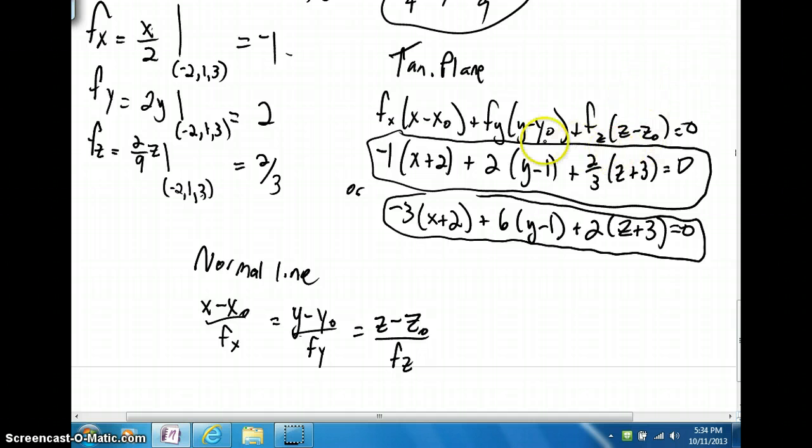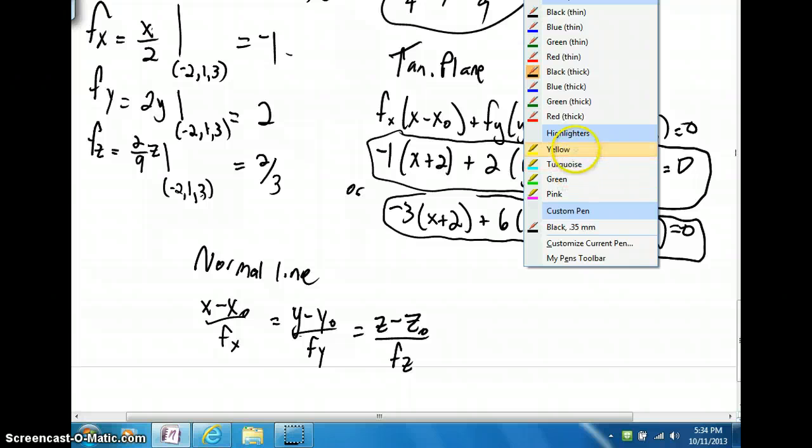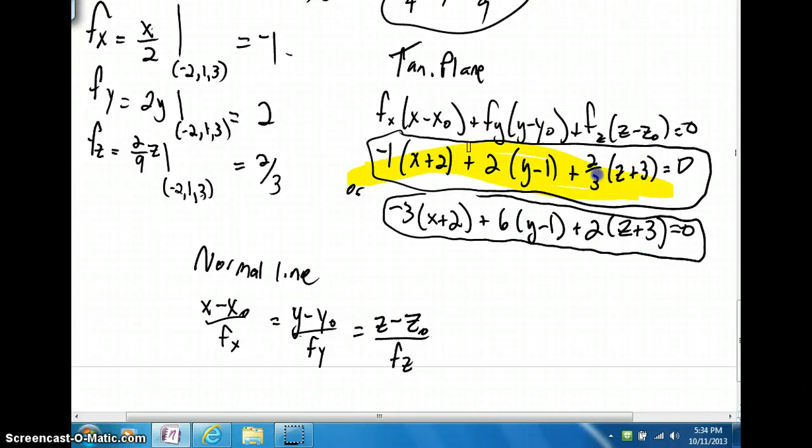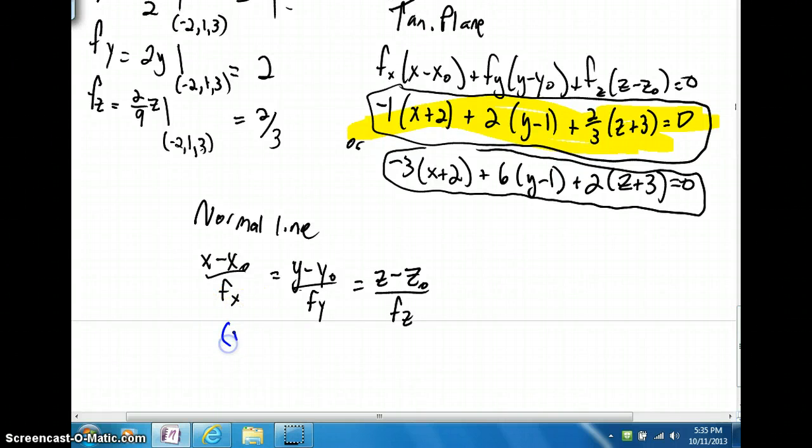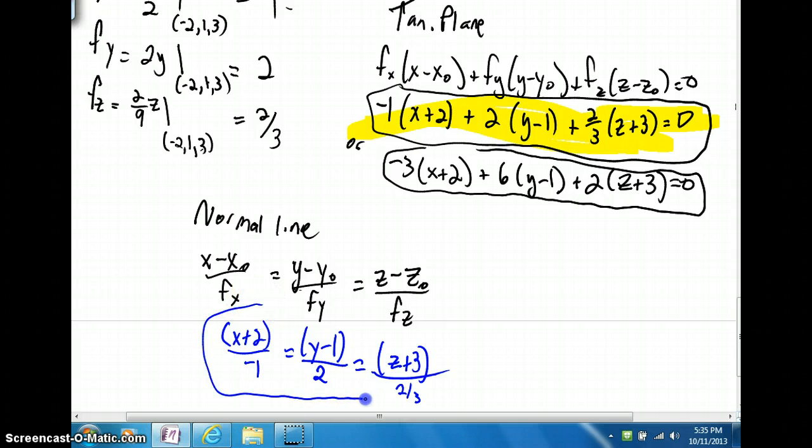Especially as we come up here to our first form. Up here we can say, well, wow, look at all those parentheses with our variables. That is exactly what we're going to see right now. We're going to have x plus 2, and we're going to divide by f sub x, which is -1. And we have y minus 1, but we're going to divide by f sub y, which is a 2. Then we'll be left with z plus 3. We're going to divide by our 2/3. And it's okay to write a fraction down there. Of course, we could have put the 3 up on top. That would be fine.